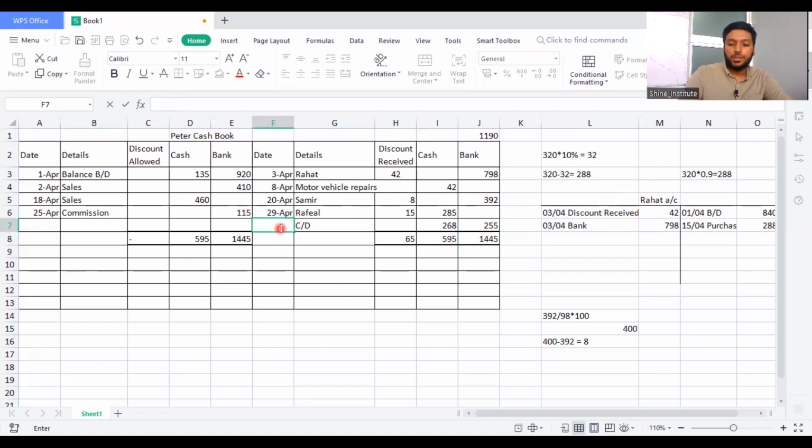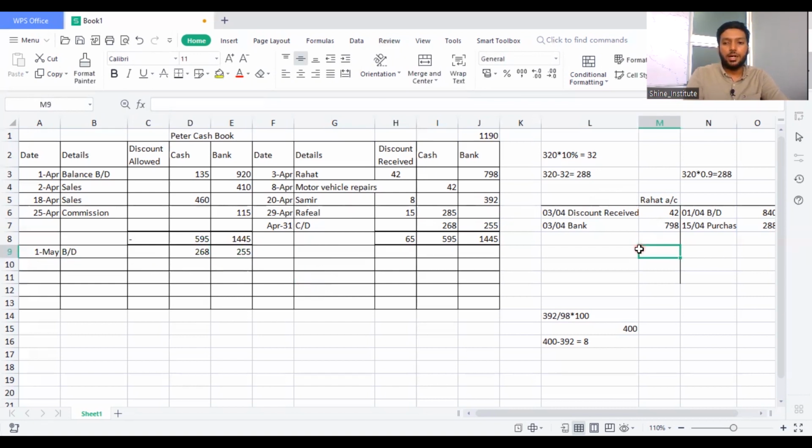So I'll write here first of all April 31st. So I got this particular balance, and I'm going to start May 1st. I'll have balance brought down. On the debit side, I'll have 268 under cash and 255 under bank. So I'm done with the cash book.